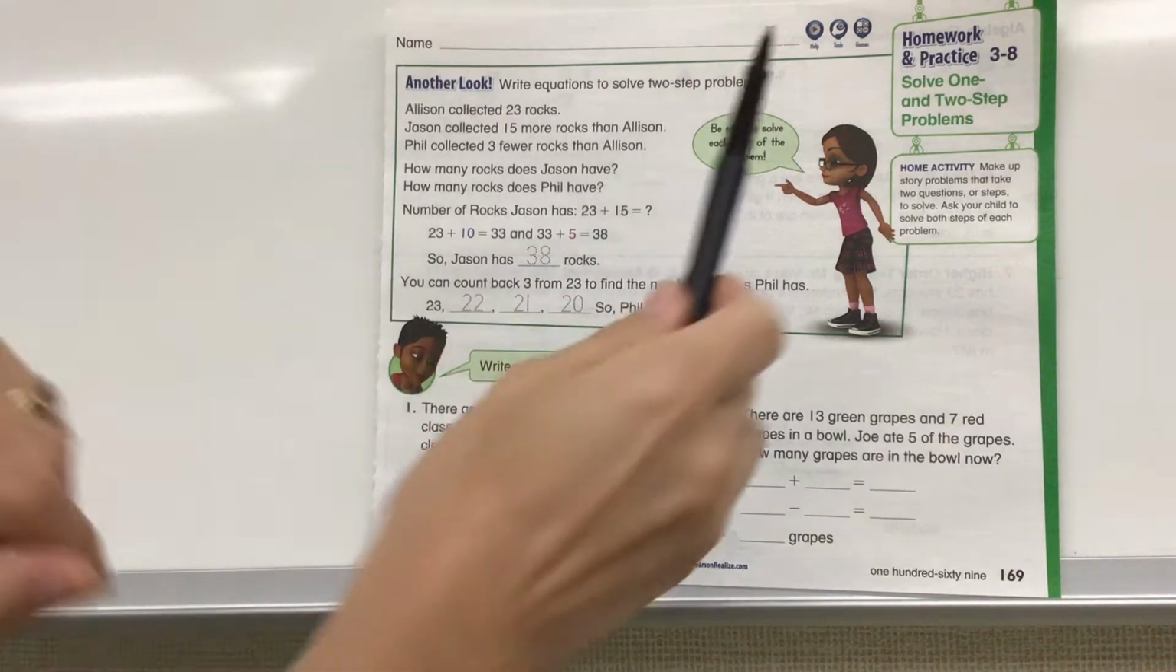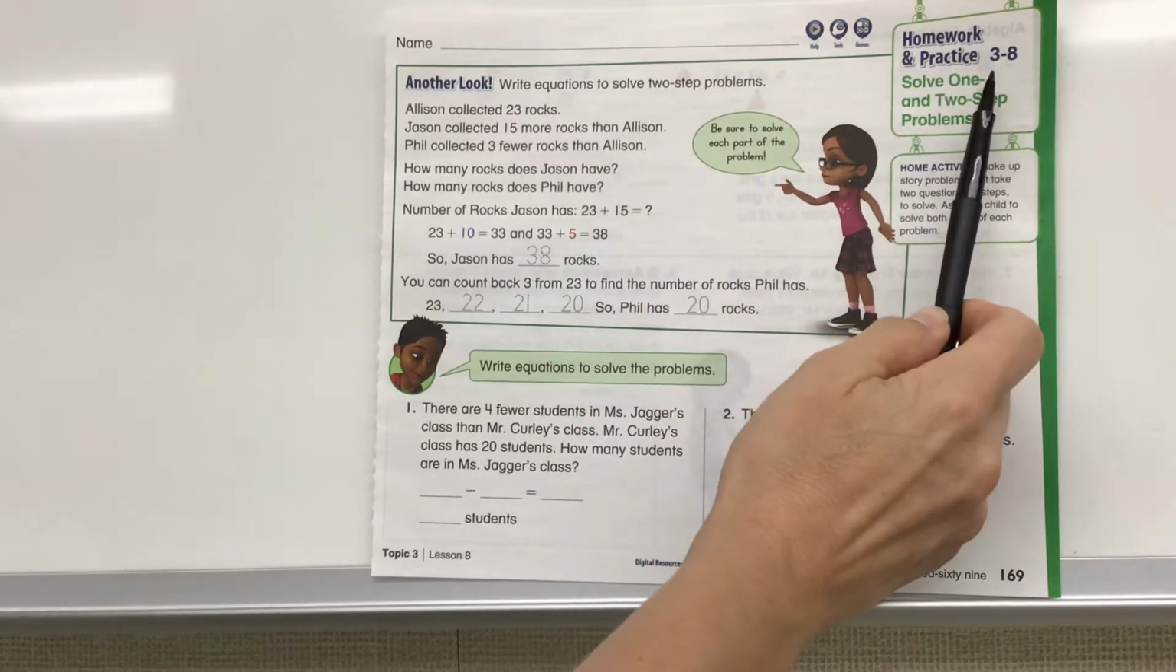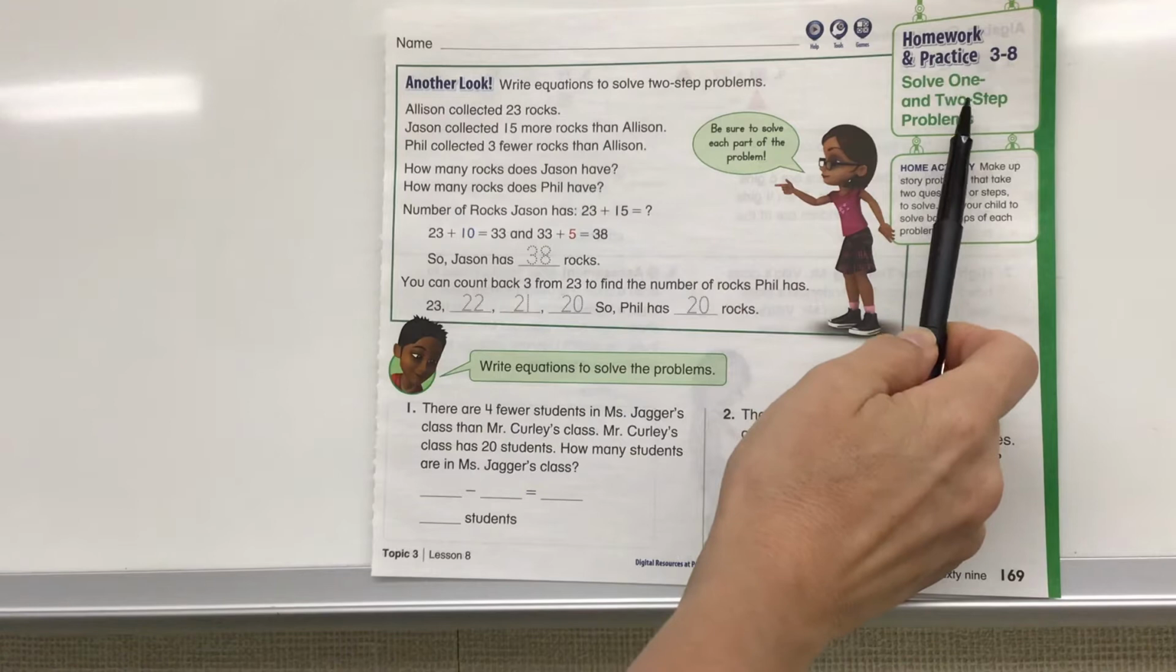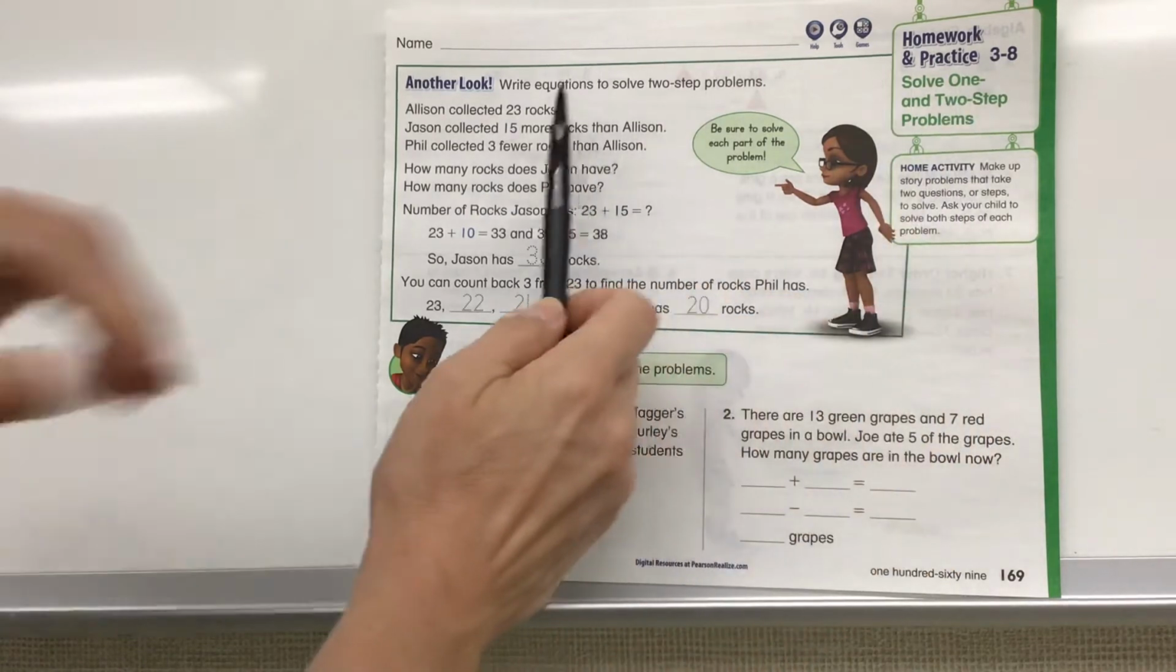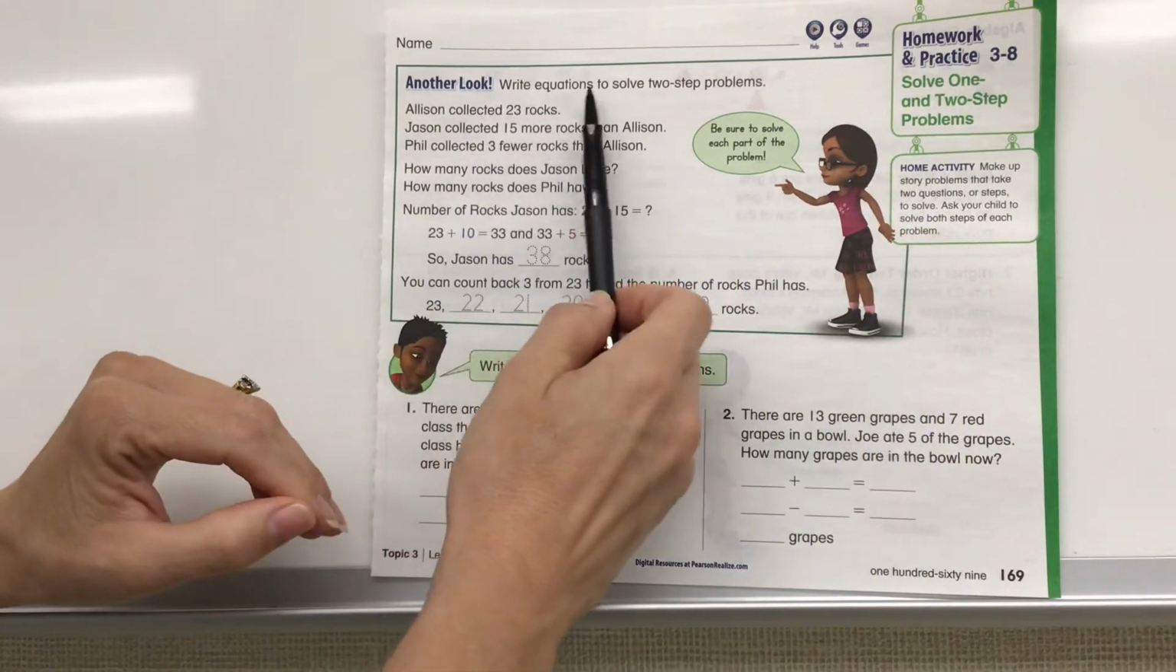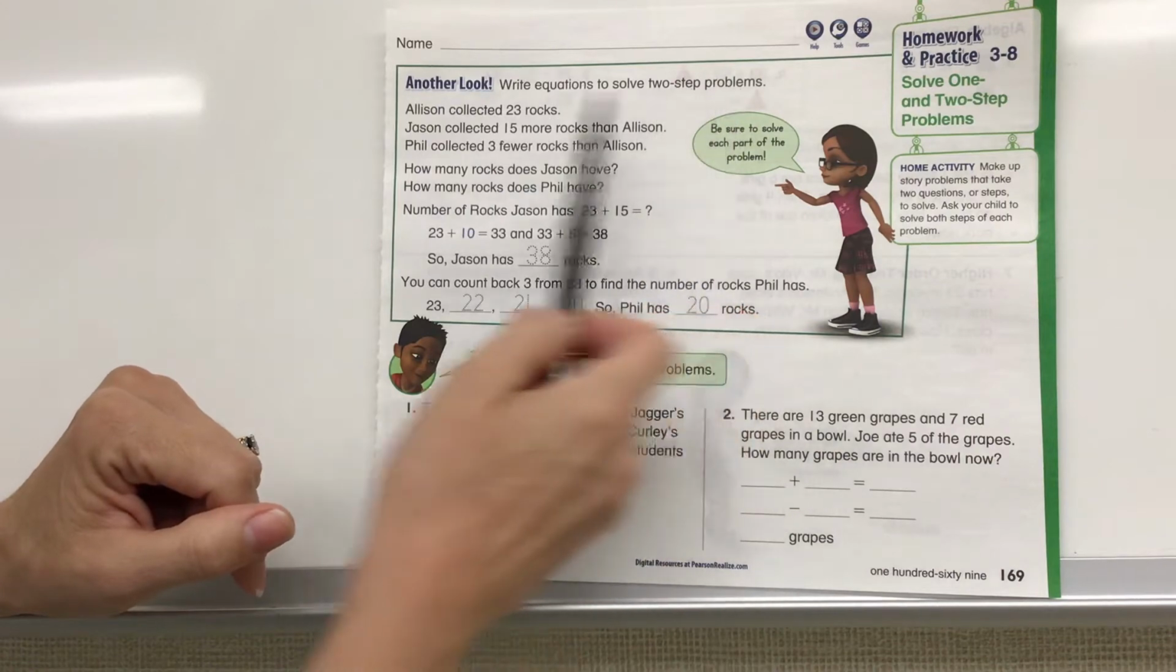All right, this is our homework and practice 3-8. Solve 1 and 2-step problems. So, another look: write equations to solve 2-step problems.